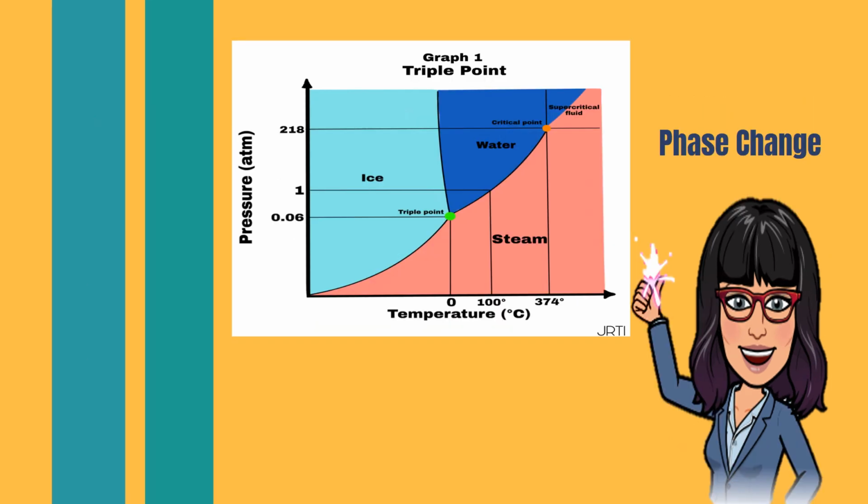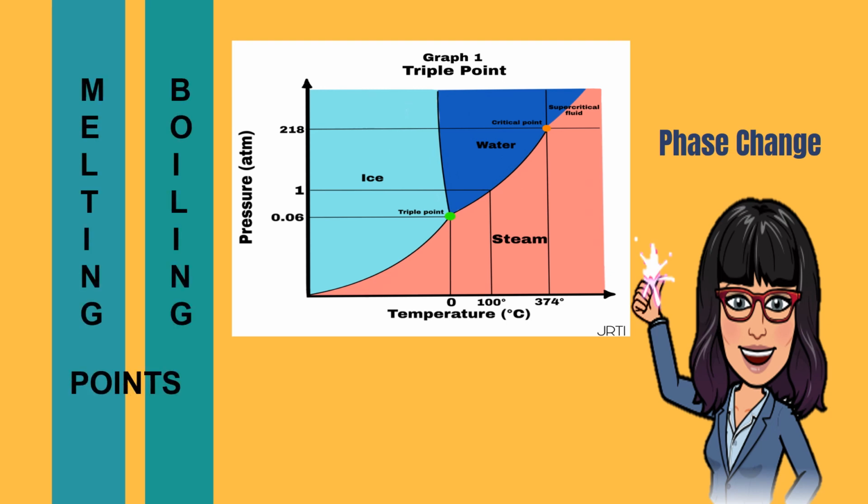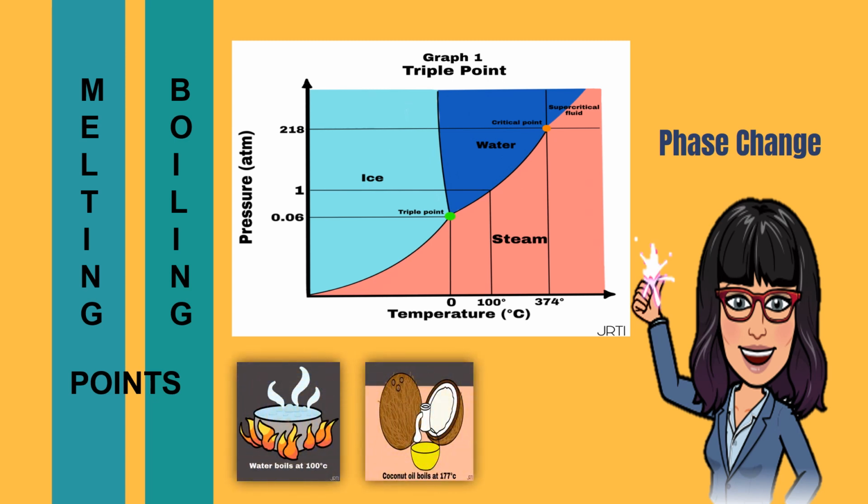This is an interesting image which shows the three phases of a substance that coexist at equilibrium. So melting points and boiling points are temperatures at which a material changes its phase. Different materials boil and melt at different temperatures, like water, butter, and alcohol that we use now during the pandemic, coronavirus.